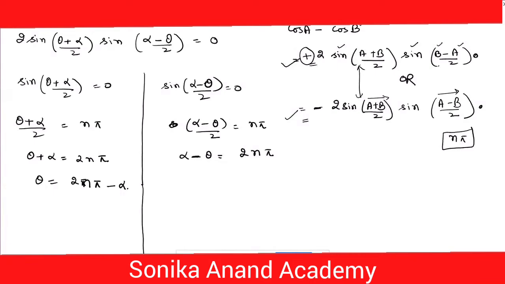So listen, here minus theta. So it becomes alpha minus 2 n pi is equal to theta. Or you can write it in this way: theta is equal to minus 2 n pi plus alpha. Done, ma'am. Now for the next one, tan theta equals tan alpha, I'm also going to explain them.